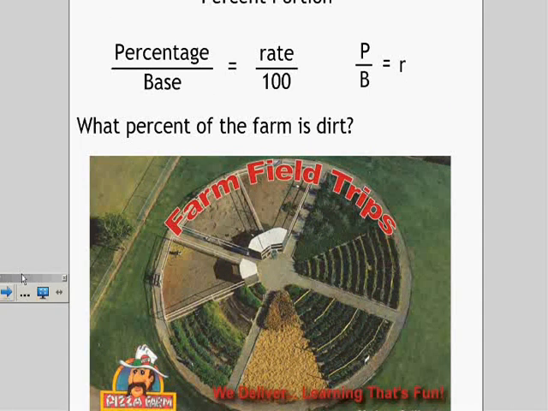Looking at another example, here we have an image. What percent of the farm is dirt? This would be dirt, this would be dirt, and this would be dirt. So our base is how many sections we have altogether. And if we count them up, we have 8. So our base is 8. We're looking for what percent? So we have 3.